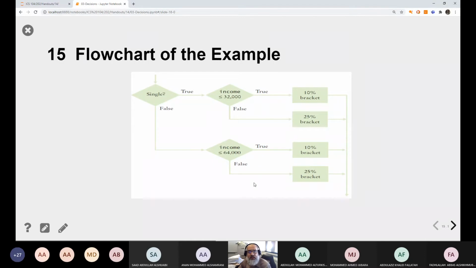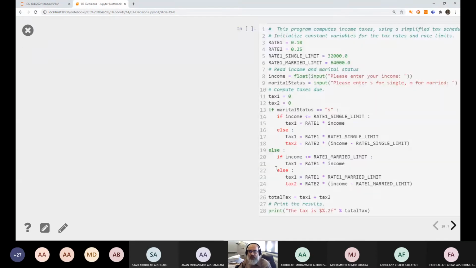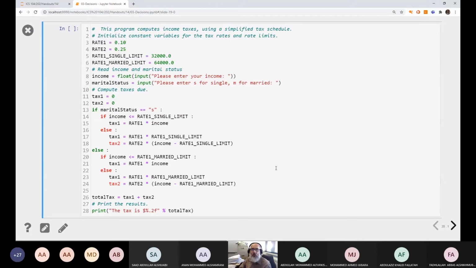Now you can see that in this condition, whether single or not, the if part contains an if statement, and the else part contains an if statement. This is called a nested if statement or nested branches. Okay, fine. So let's look at the code.